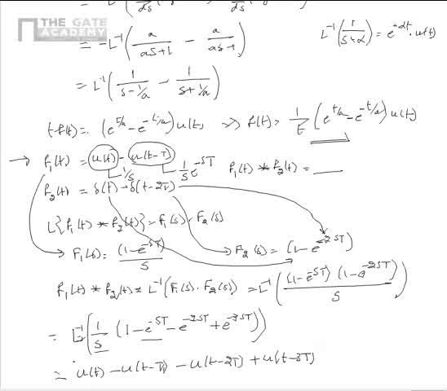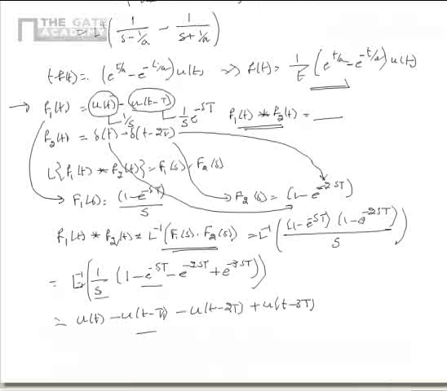So f1(t) convolved with f2(t) is equal to L inverse of F1(s) multiplied by F2(s), which is further equal to u(t) minus u(t minus T) minus u(t minus 2T) plus u(t minus 3T).